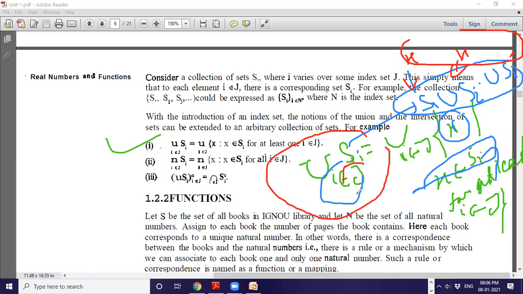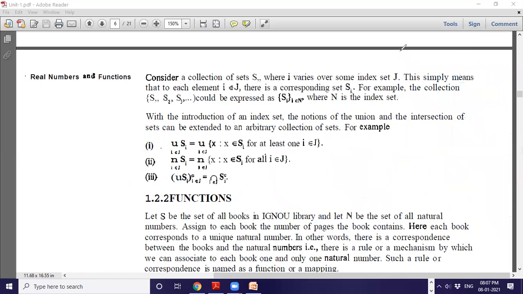Index set is J actually. So the union is the set of X where X belongs to Si for at least one i belongs to J. Okay, the first one is clear. So similarly, please try to prove this one, one for intersection and one for complement. Okay, clear? I'm moving ahead.